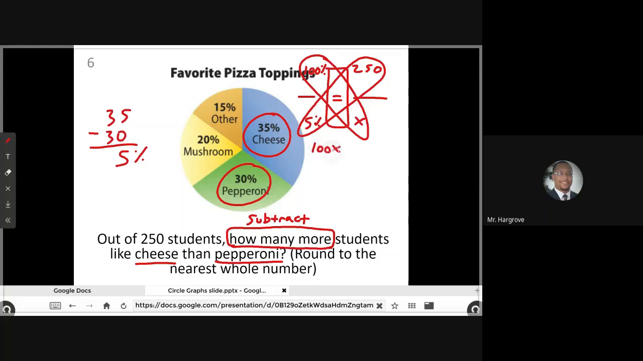So that's going to give me 100X equals 250 times 5, or 100X equals 1,250. I need to divide both sides by 100. And when I do, that gives me X equals 12.5. But I'm dealing with people, and I'm going to round this to the nearest whole number. So we're going to say that that is approximately 13 students. So out of 250 students, we would say that 13 students like cheese over pepperoni.